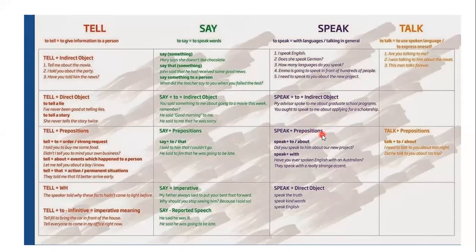Speak plus preposition. Speak to, about. Did you speak to him about our new project? Speak plus with. Have you ever spoken English with an Australian? They speak with a really strange accent. Speak plus direct object. Speak the truth. Speak kind words. Speak English.